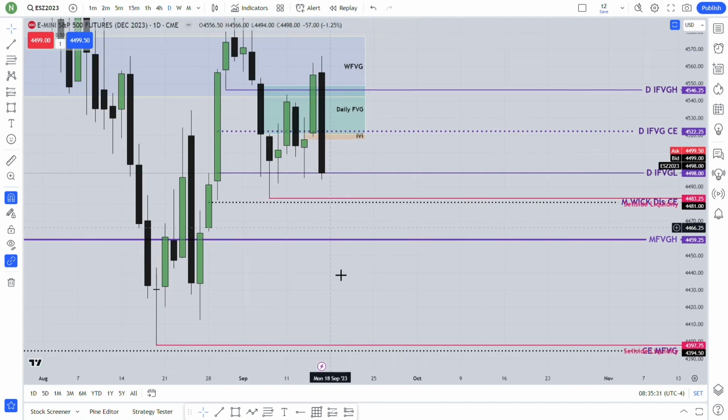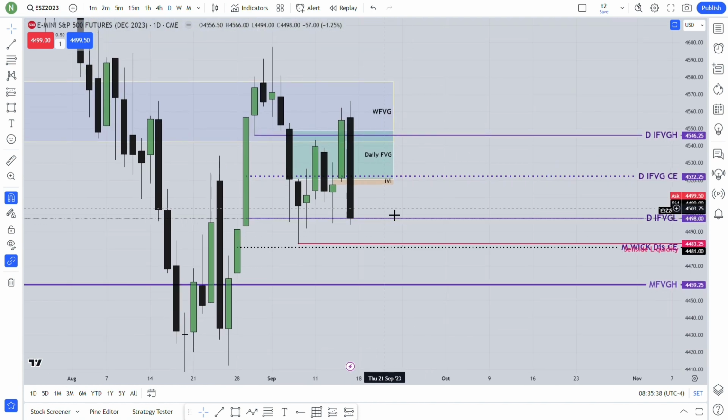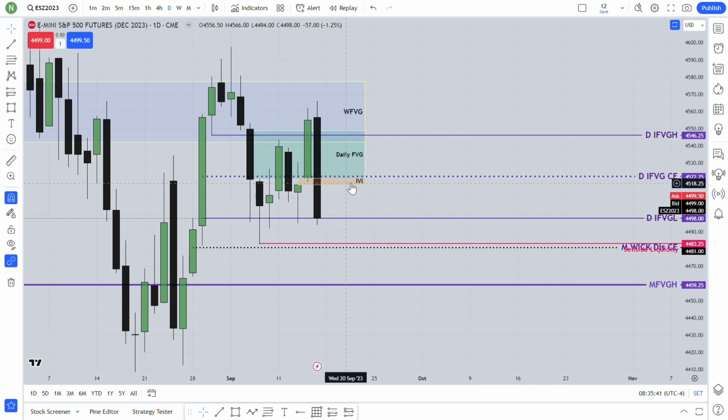I'm expecting that price will come lower. It will trade the monthly fair value gap this week, but before that it can go higher and use this inversion fair value gap as a resistance, or the lower part of the daily fair value gap, also the daily inversion fair value gap consequent encroachment.